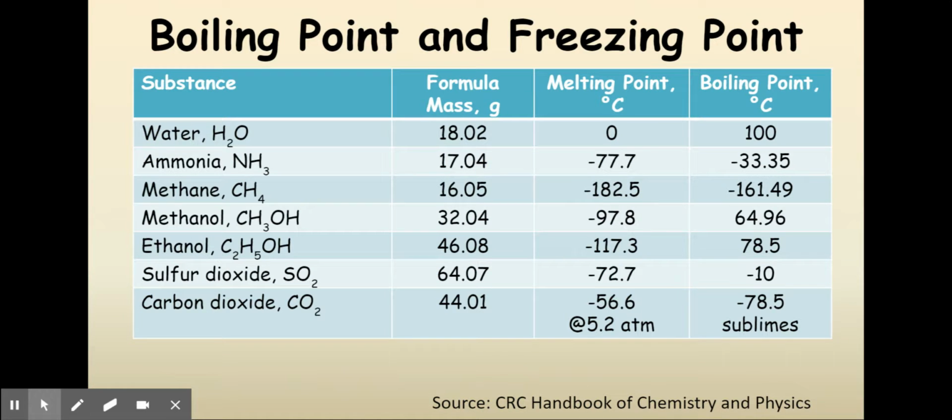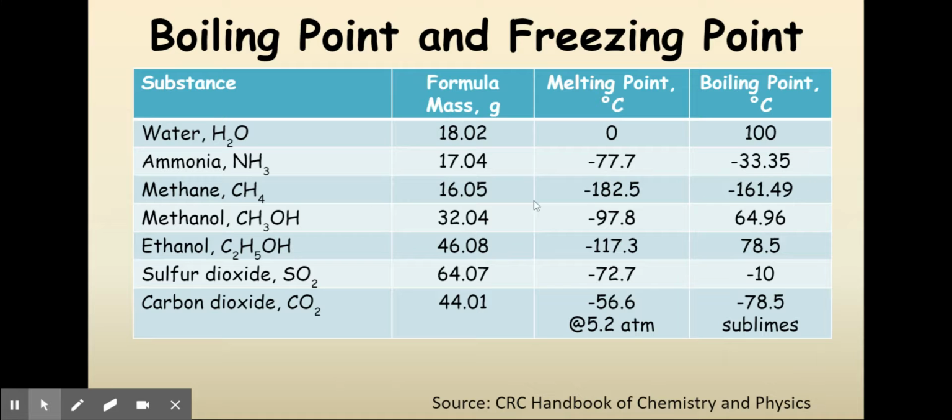So the polarity of water also affects the boiling and freezing point of water. We can see the water melts and freezes at 0 degrees. When compared to other small molecules, it has a relatively high, because these are very negative numbers, relatively high melting and freezing point, which makes it a liquid at room temperature. And it also takes a lot more energy to boil water.